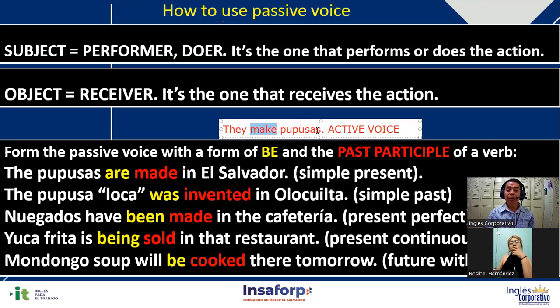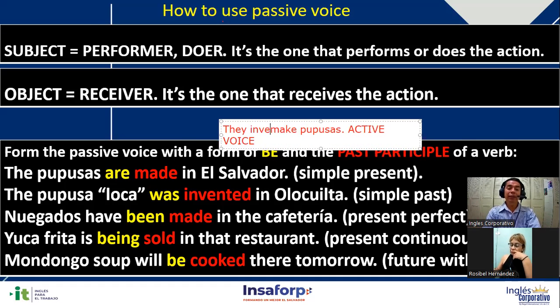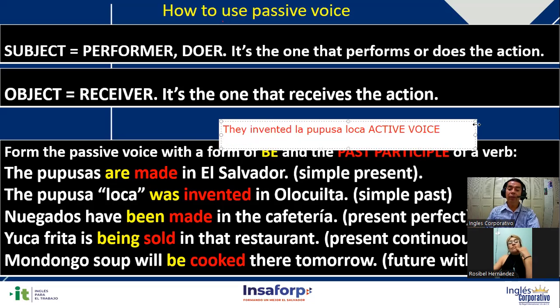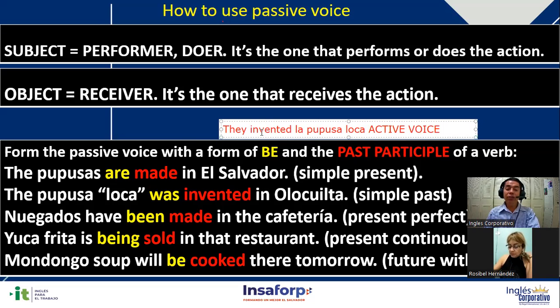Mire, hagamos la voz pasiva. La voz activa. La voz pasiva. They invented la pupusa loca. Ok, voz activa, ¿sí? Active voice. Entonces, ellos inventaron la pupusa loca. Mire el verbo, está en pasado, inventaron. Entonces, como el verbo está en pasado, no le ponemos are, le ponemos was. No le ponemos were porque no es plural, le ponemos was porque es singular.